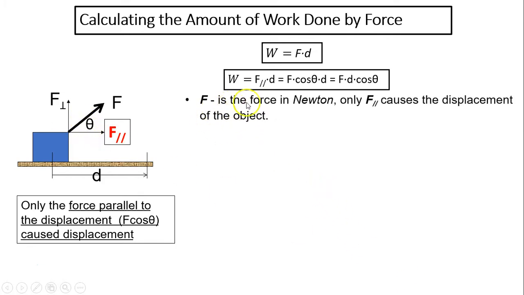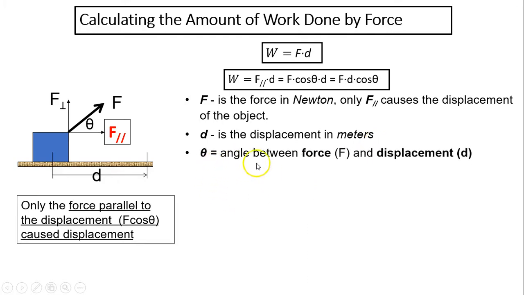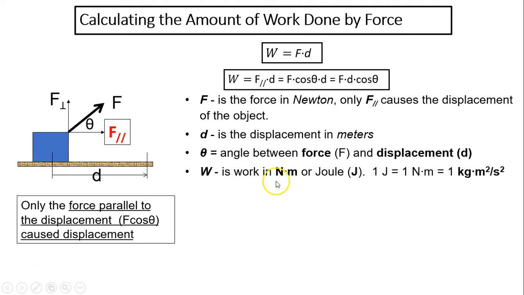So in this equation, F is the force in newtons. Only F parallel, the part parallel to the displacement, caused the displacement of the object. So only F parallel is doing the work. d is the displacement in meters. Theta is the angle between the force F and the displacement d. That is the theta. W is work.